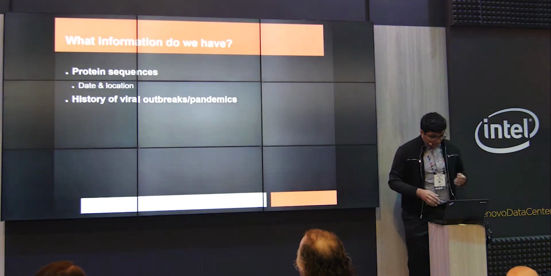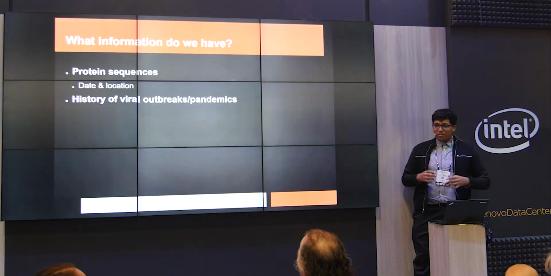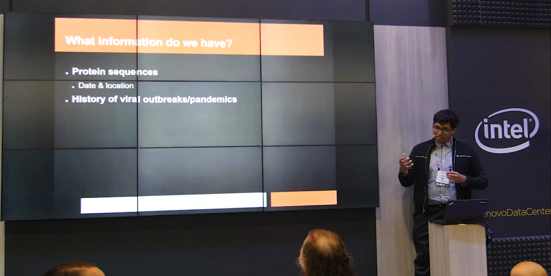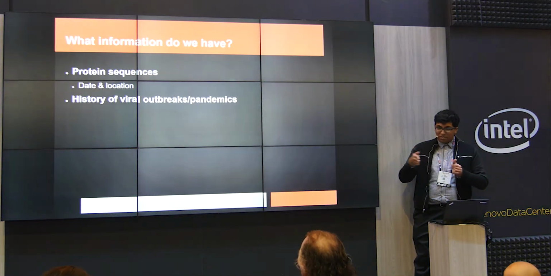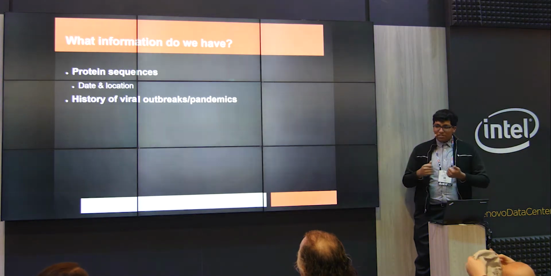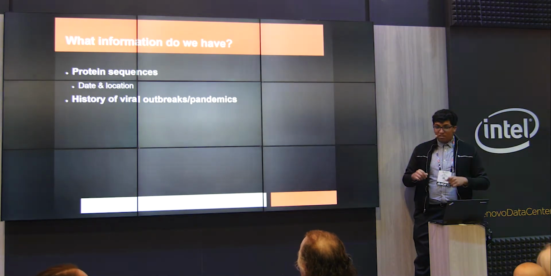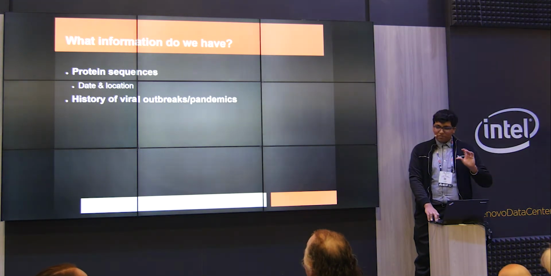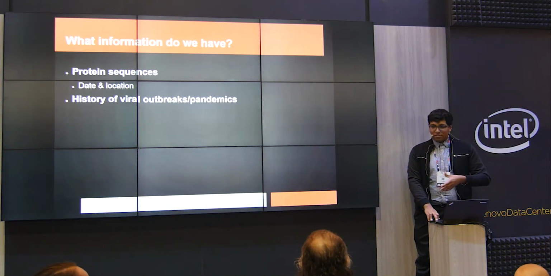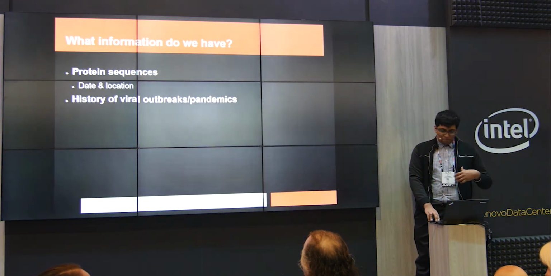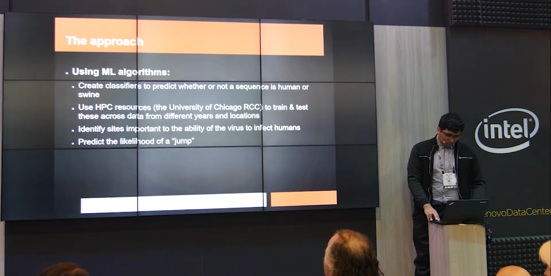So then what information do we have about the problem? So every year, when people get sick, doctors will sample that virus and create a protein sequence of the virus. These viruses usually come with a date and location, so we can uniquely analyze sequences from China, for example, versus from the United States. And then we also have the actual recorded history of outbreaks.